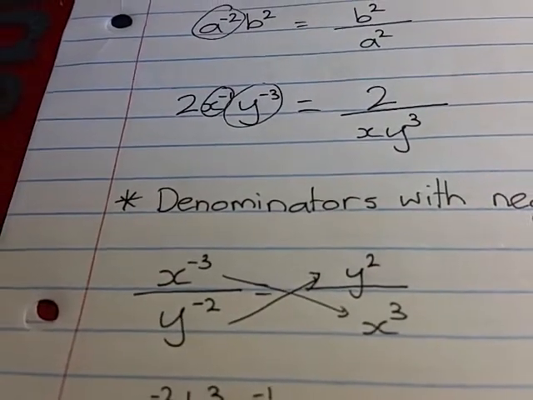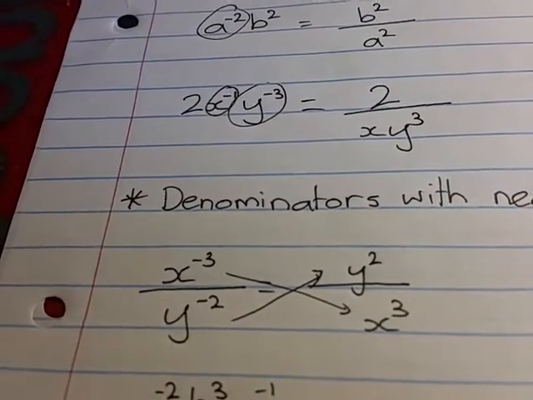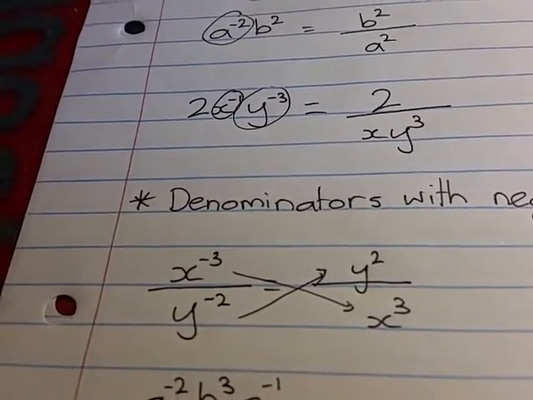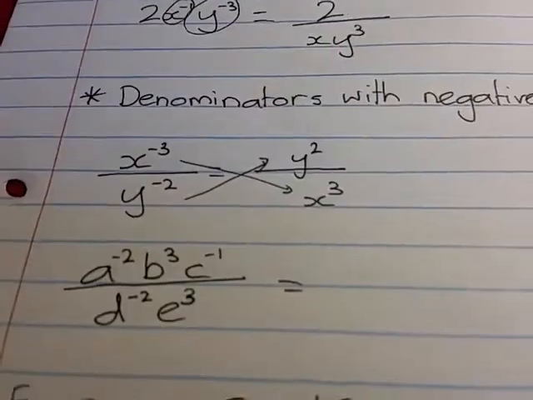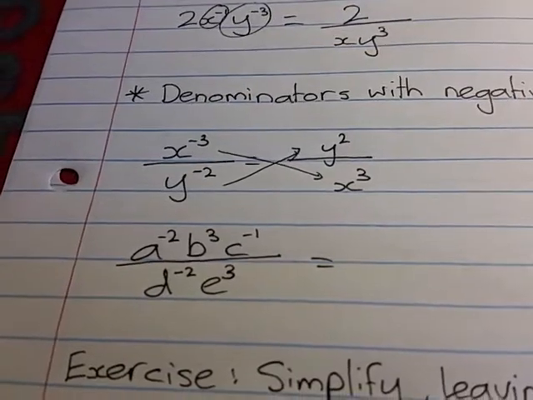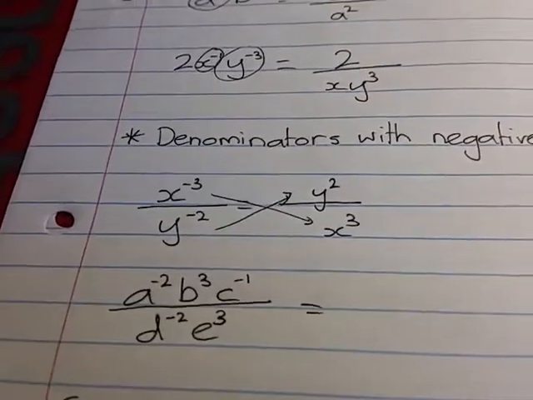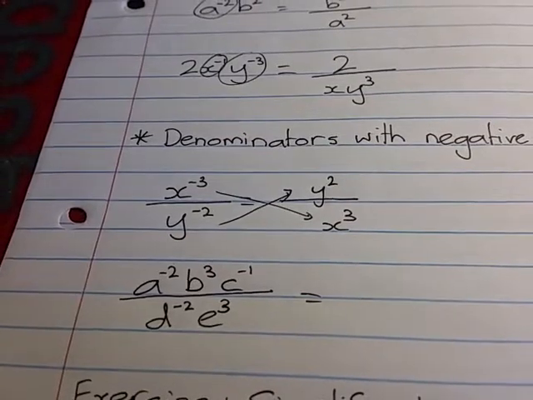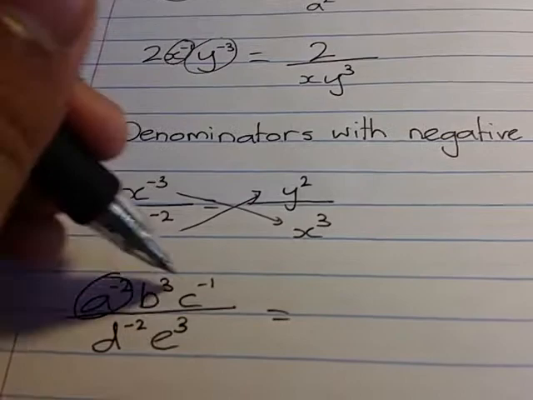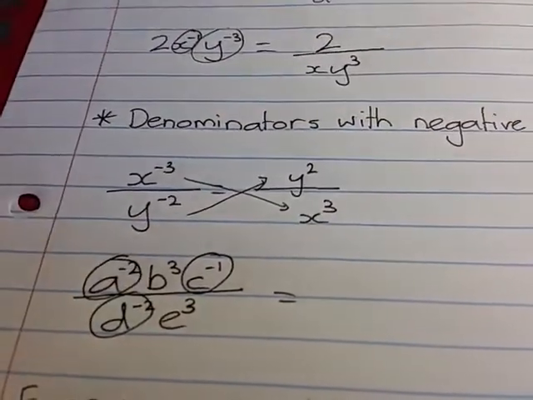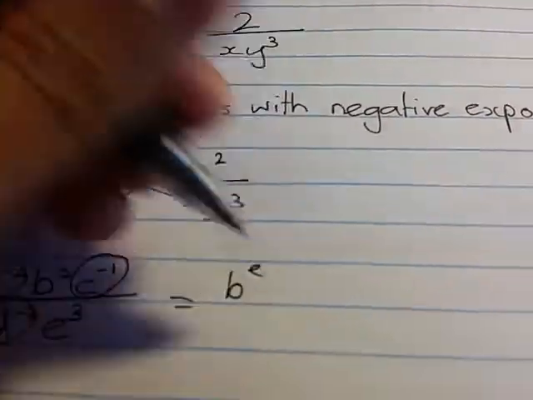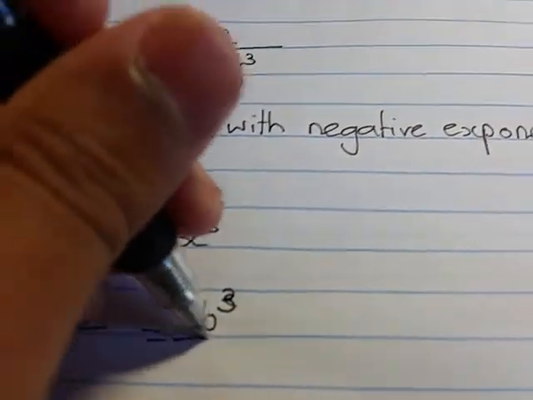So they effectively go to the opposite place. They go to the area that they weren't at, and they become positive. So when you get a to the negative 2, b to the 3, c to the negative 1, all over d to the negative 2, e to the 3, only the ones with negative exponents are going to be moving. So that b to the 3 and that e to the 3 remain where they were.